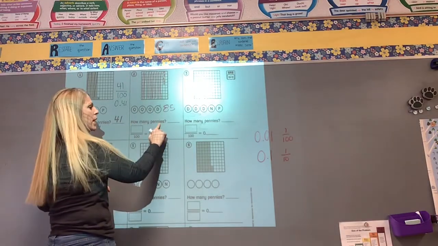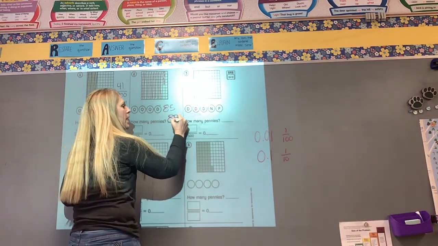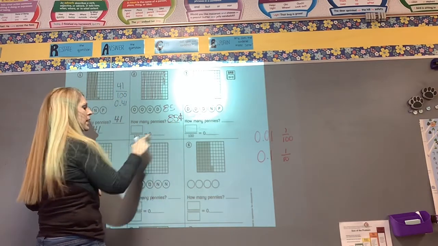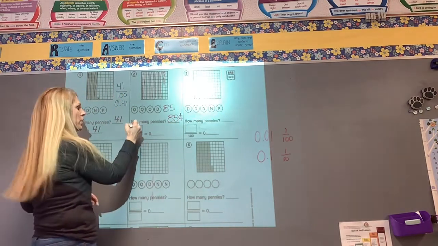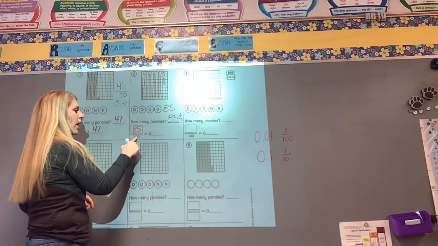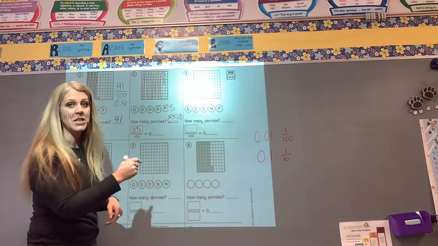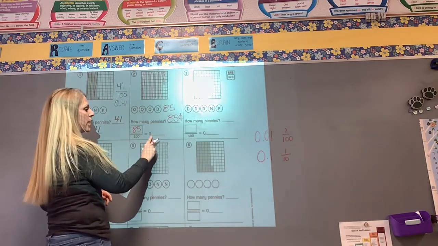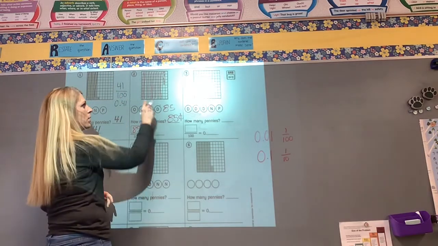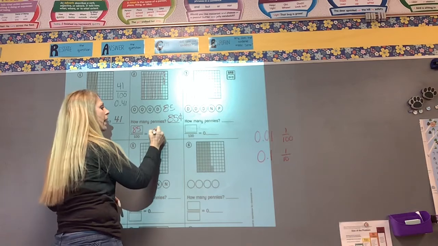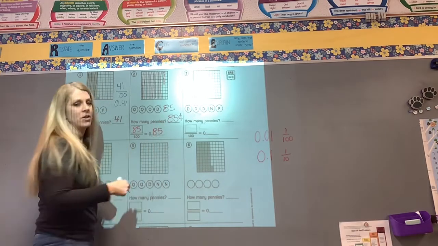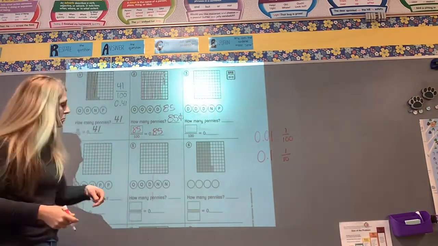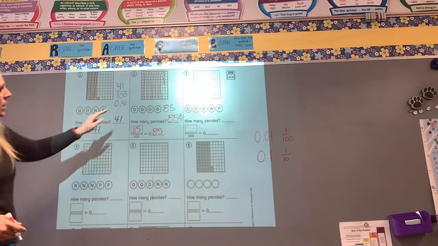So if this were pennies, I would have 85 cents. If I were writing this as a fraction, I would have 85 hundredths. Remember that THS, 85 hundredths. Okay, if I was going to write that as a decimal, I have no wholes, okay, because I'm doing less than a whole, and I have 85 hundredths, okay? We can also do it the other way.